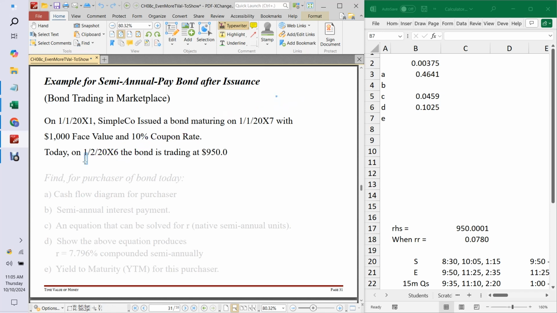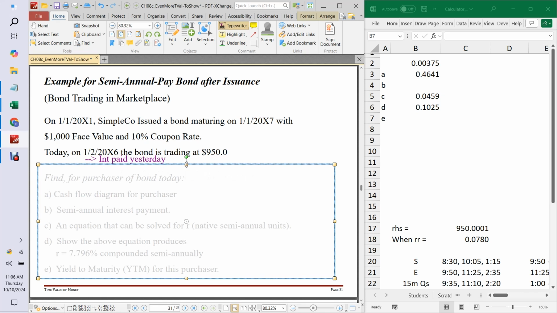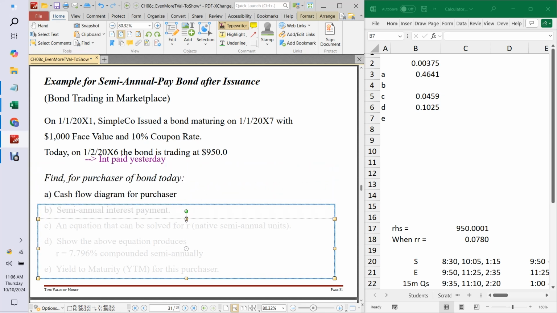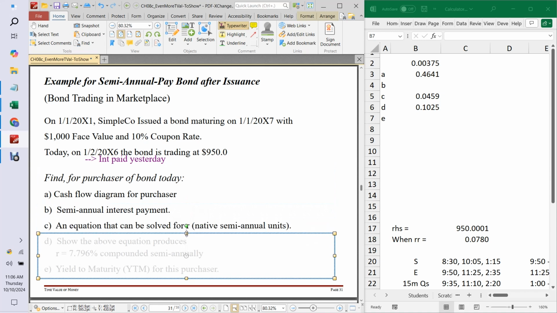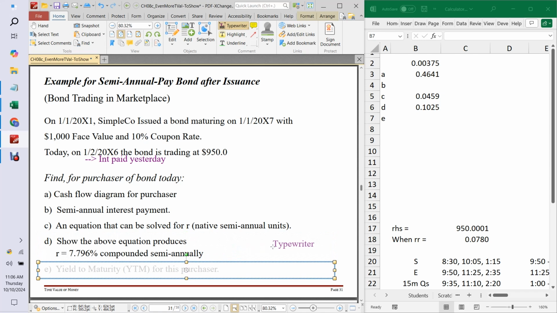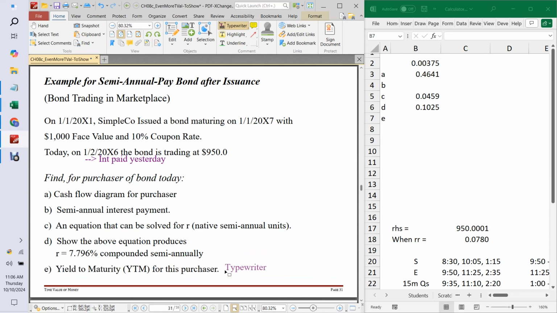So let's just put in a few things we know here. Interest was paid yesterday. Okay, so if we're at the second day of the month, the interest was paid yesterday. Now let's see if we can find a cash flow diagram for us if we buy it today, the semi-annual interest payment, an equation that can be solved for R, and then let's show that if we have the right equation, it illustrates that the actual compound native interest rate with semi-annual compounding is 7.796%, and then let's use that to compute the yield to maturity.